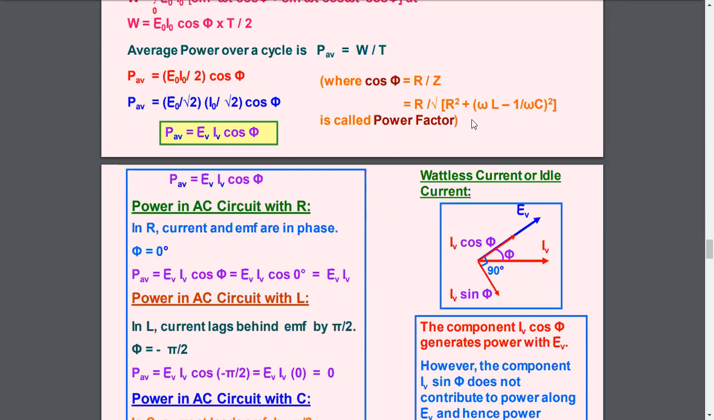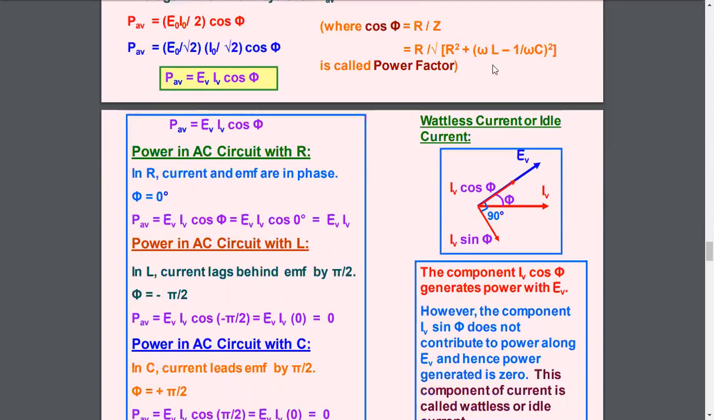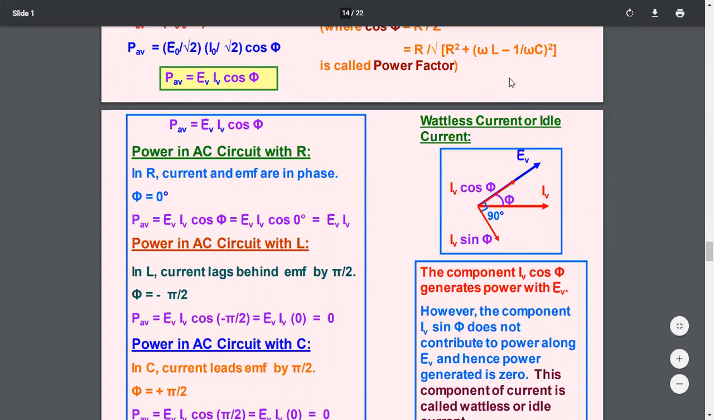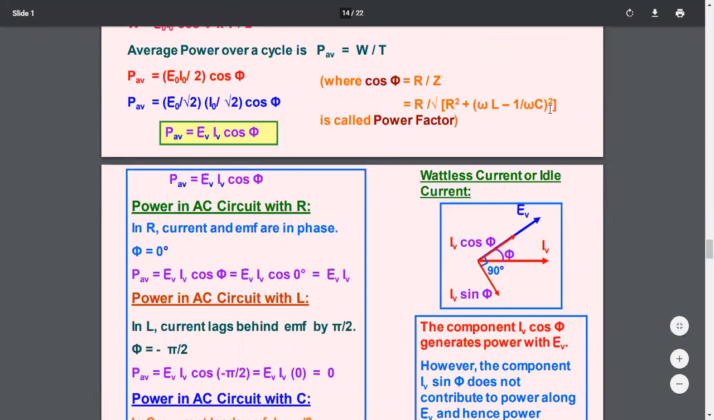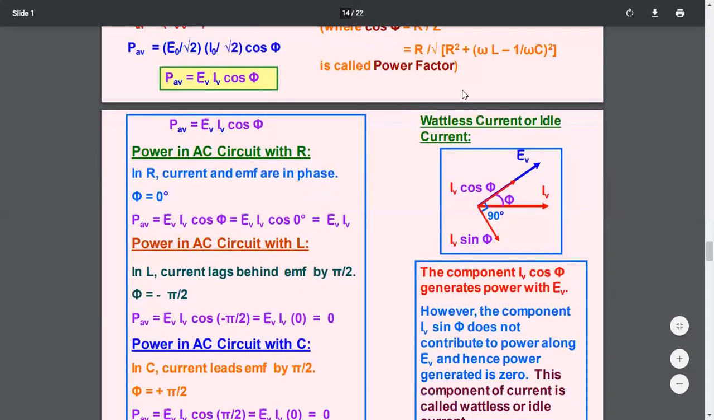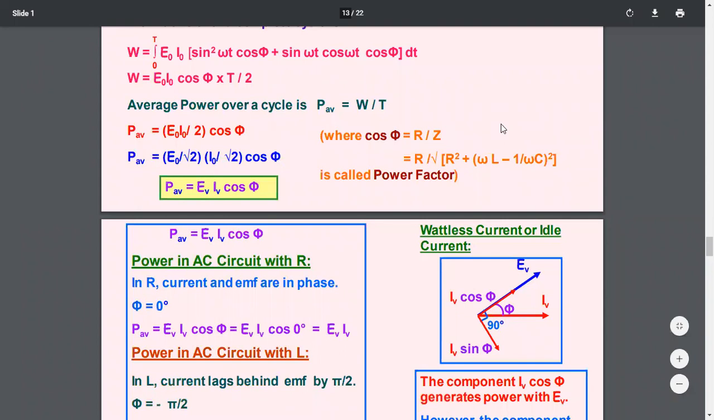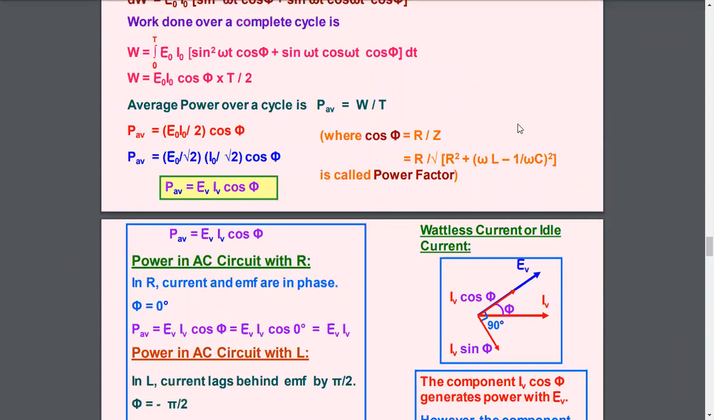Now let us check when this term becomes 0, then the value of cos phi becomes equal to 1. So in the resonance situation, this term will vanish. Omega L minus 1 upon omega C will vanish, and only the square root of R square will be there, and R square will come out of the root, then R by R equals 1. In that situation, the power factor will be equal to 1. So at resonance, the power factor cos phi will be equal to 1.